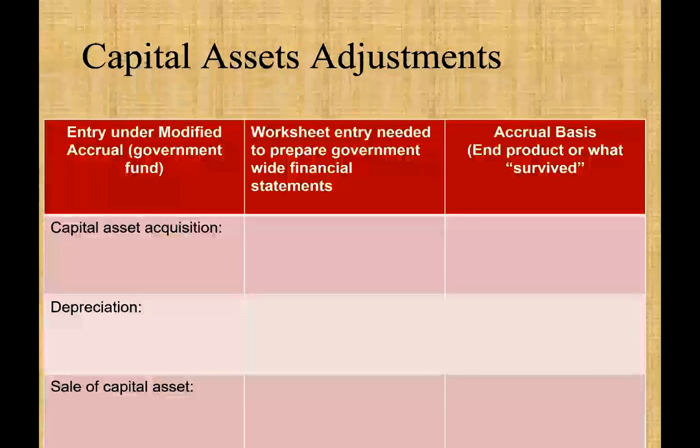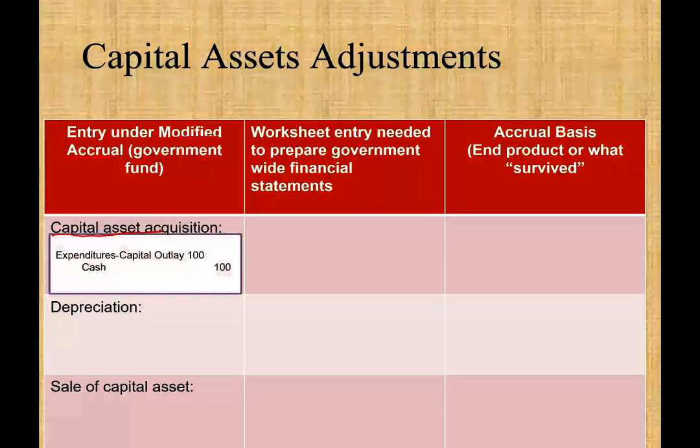So let's look at this graph, and this graph is going to help us understand what we need to do. What did we do when we acquired an asset under the modified accrual, when we record this purchase of police vehicles? What we did is we debited an expenditure, called expenditure-capital outlay, 100 million, and credited cash 100 million. Now, remember, this is governmental accounting. Now we need to take this governmental accounting, modified accrual, and turn it into accrual.